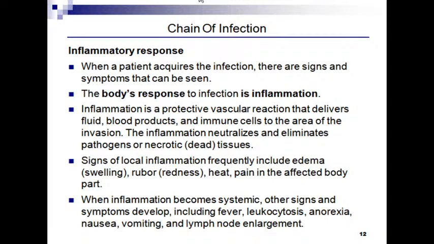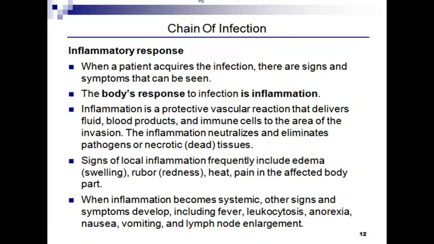Clinical presentation of infection. The body's response to infection is inflammation. Inflammation is a protective vascular reaction that delivers fluid, blood products and immune cells to the area of the invasion. The inflammation neutralizes and eliminates pathogens or necrotic tissues. Signs of local inflammation frequently include edema, swelling, redness, hyperemia around the center of invasion, local hyperthermia, heat, and pain in the affected body part.